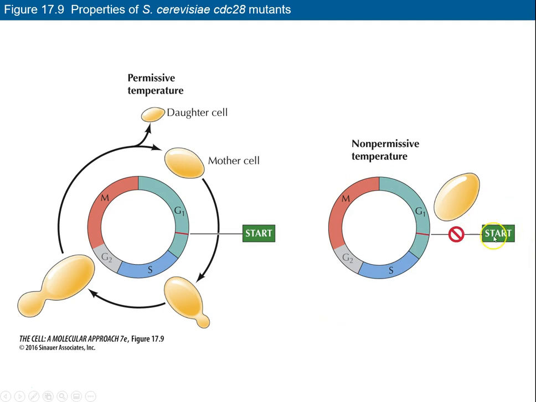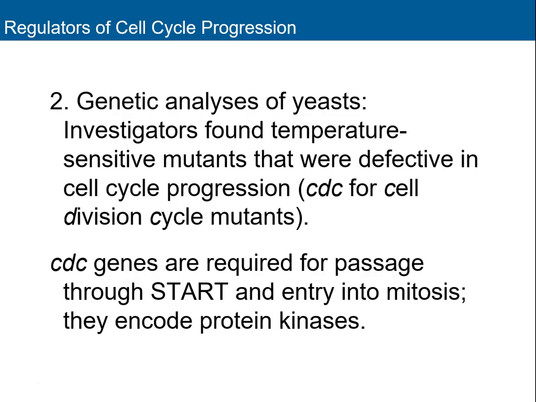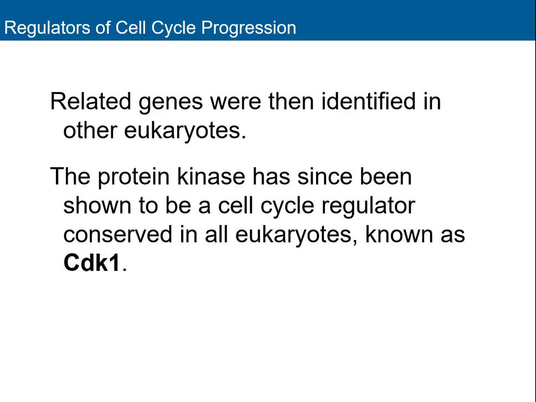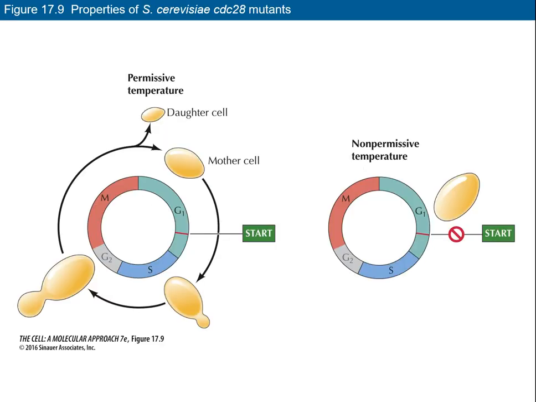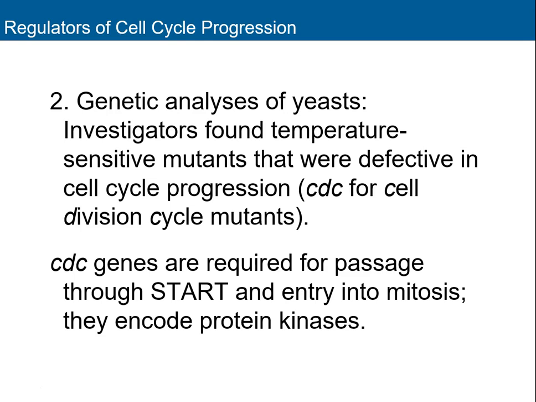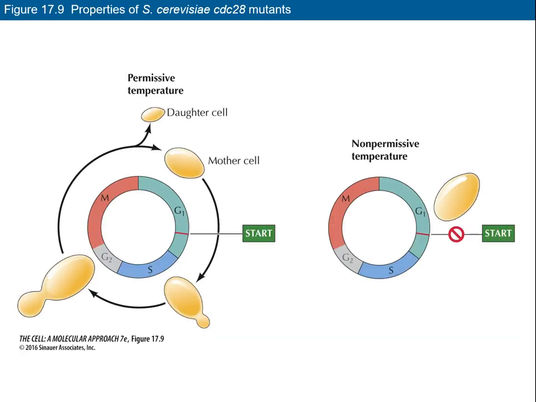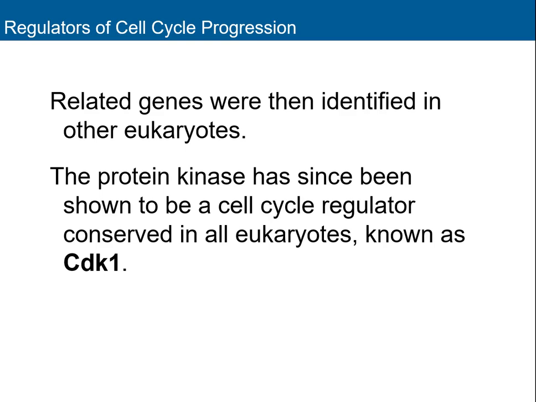Remember, start is the point where yeast cells check for nutrient availability, and cells that get past start usually progress through the cell cycle. So what is responsible for that? What enables that to happen? This is number 2: identifying specific genes in yeast that are required for these cells to move through the cell cycle. Then what do those genes code for? And are those genes also found in other eukaryotes?